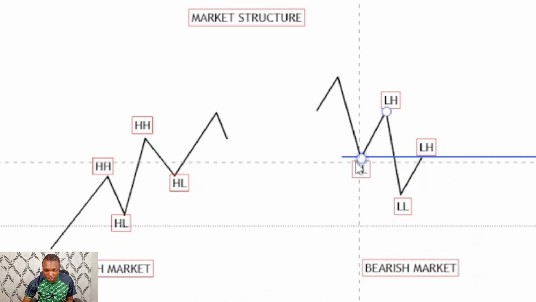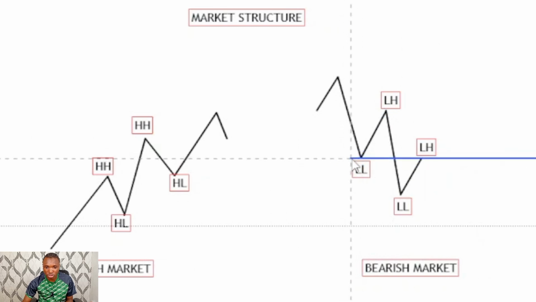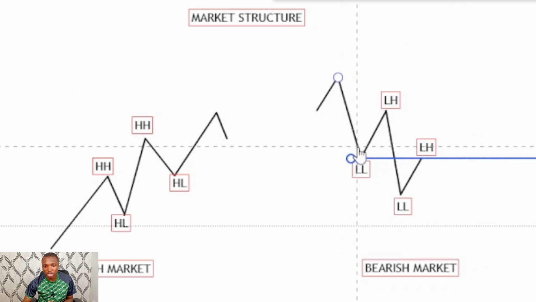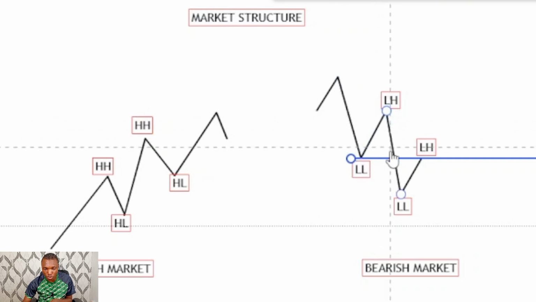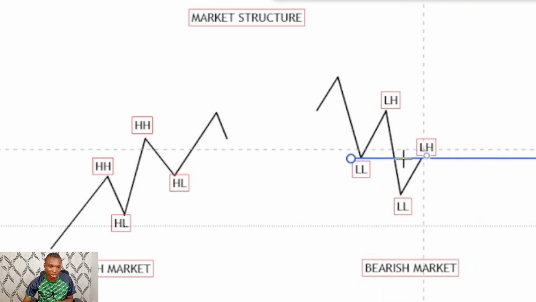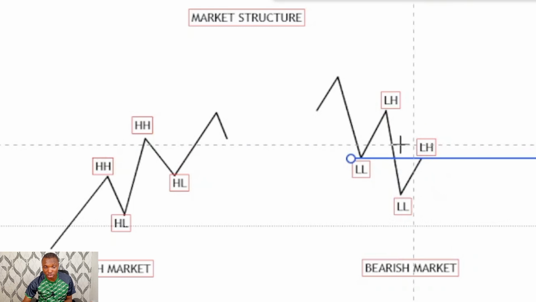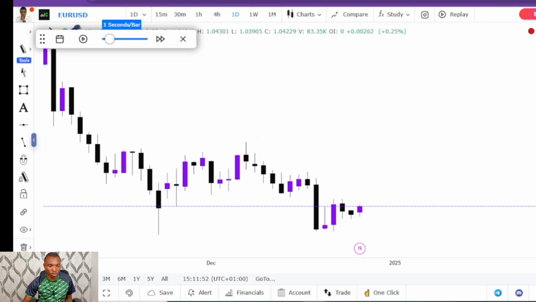Now the same thing applies here. Once the market is going lower, it creates a low. Now it breaks the previous low, right? And it will go back and retest that particular low. So this was exactly what I saw, and that made me decide to go ahead and look for this particular trade.